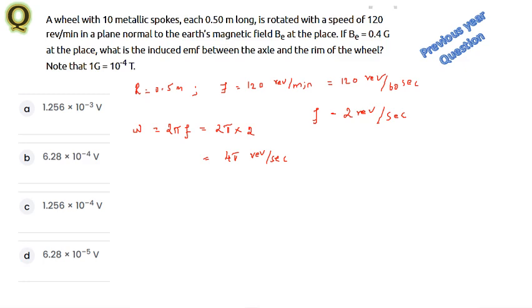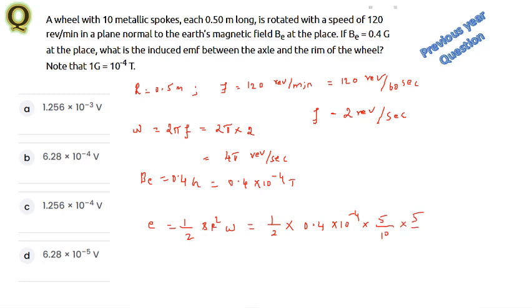Now the B value given is the earth's magnetic field, 0.4 Gauss. You can write that as 0.4 into 10 power minus 4 Tesla. The EMF induced is E equal to 1 by 2 B R square omega. So 1 by 2 into B value 0.4 into 10 power minus 4, and the R value given is 0.5. You can write 0.5 as 5 divided by 10, so 0.5 square into omega, which is 4 pi.